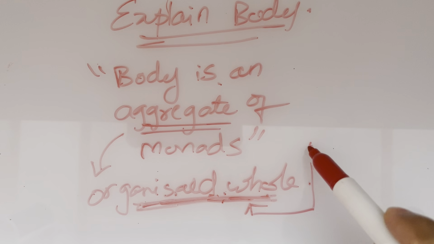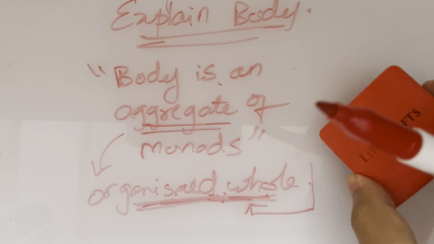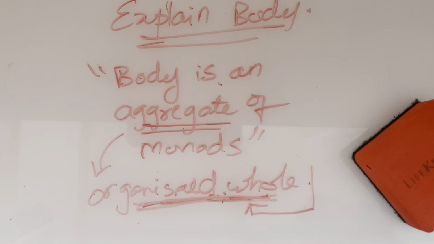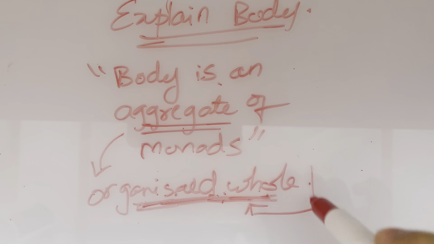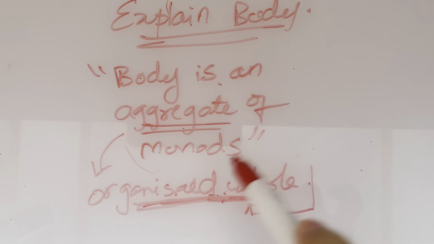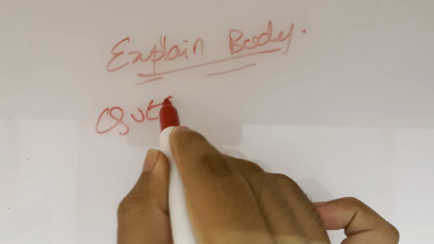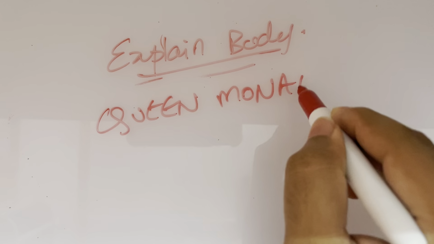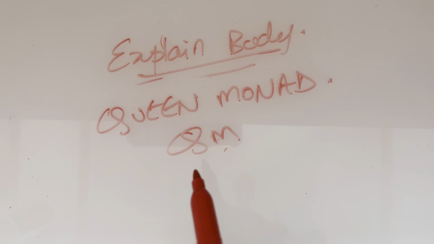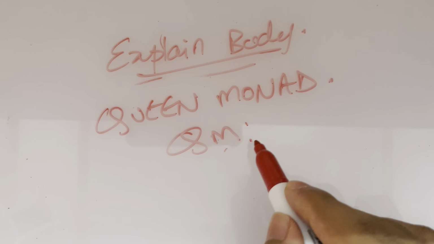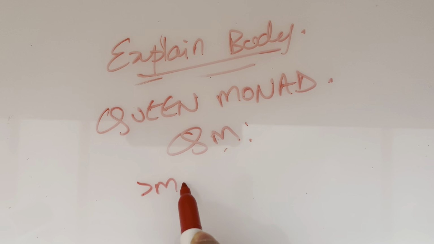The body is an organized whole, and what dictates this organization is, of course, the monads themselves. And since monads are all perfect and plural in number, and they differ in degree of consciousness, the monad with the highest degree of consciousness in a body dictates this organization between the aggregates of monads. So this is very much possible in Leibniz's philosophy, and that monad with the highest amount of consciousness in a body is called queen monad, or let us call it QM.